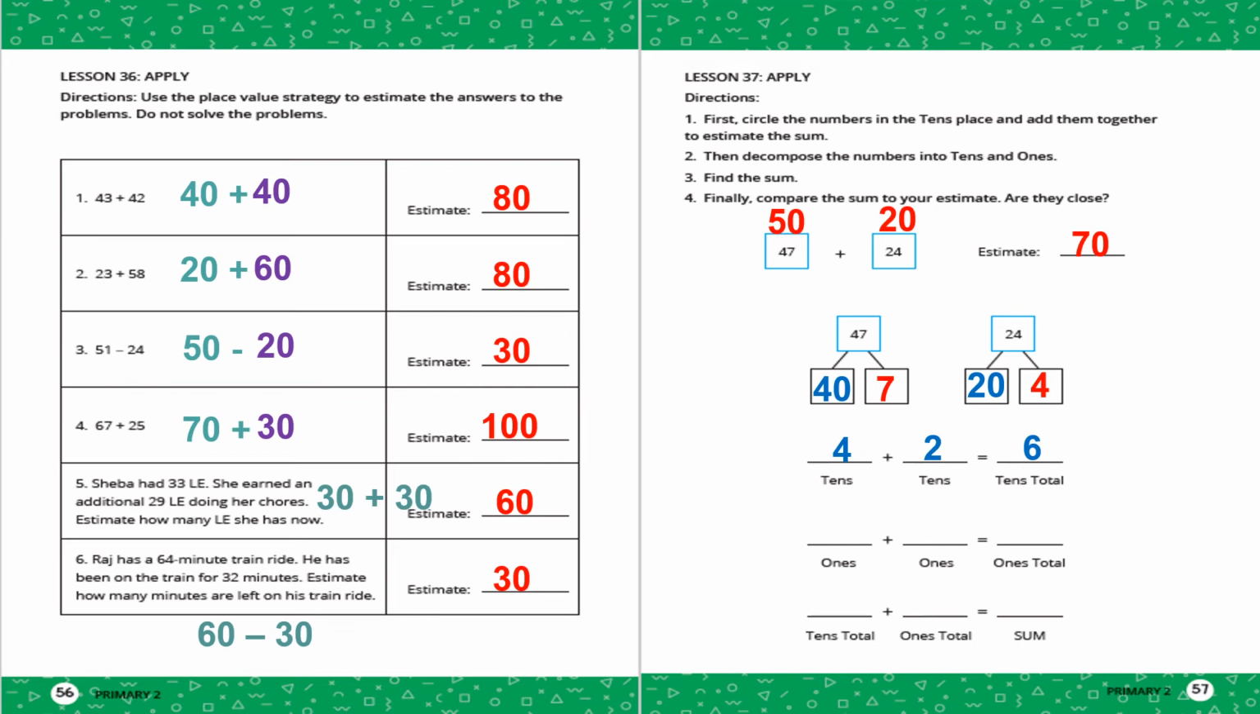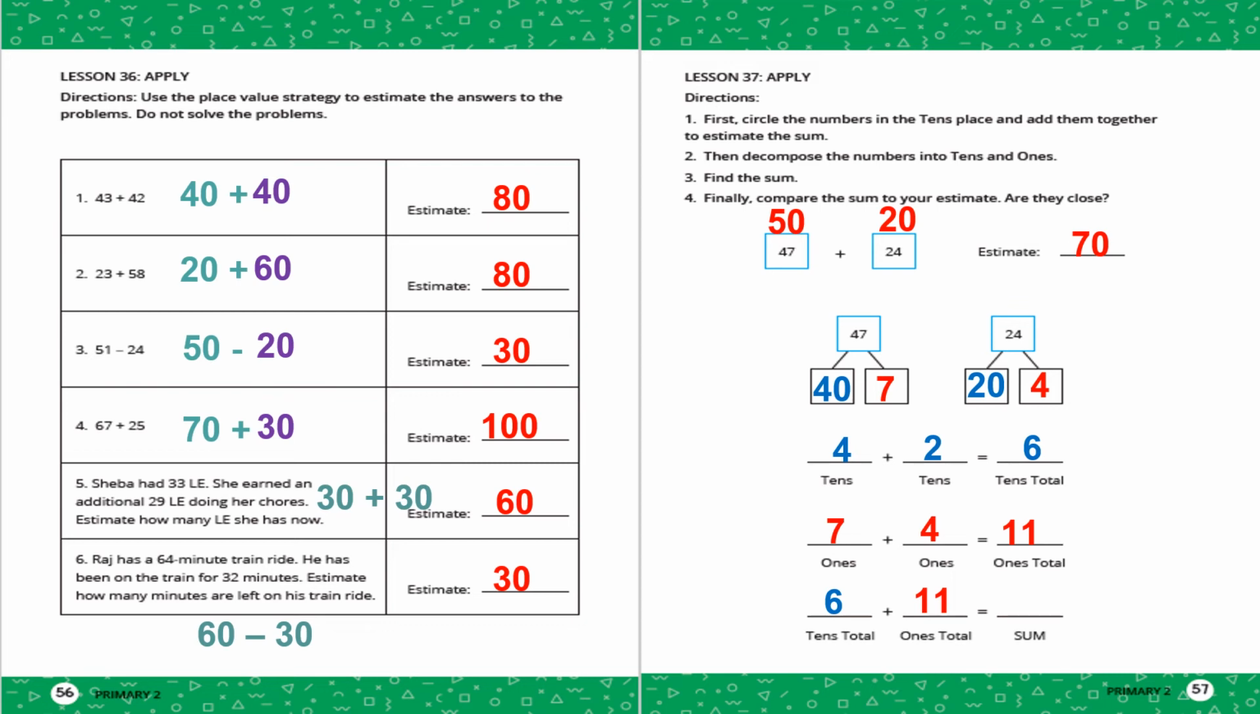Let's add the ones together. How many ones do we have in 47? Yes, 7 ones. In 24, how many ones do we have? 4 ones. 7 plus 4, after 7, 8, 9, 10, 11. Tens total is 6. Ones total is 11. Let's add 6 plus 11.